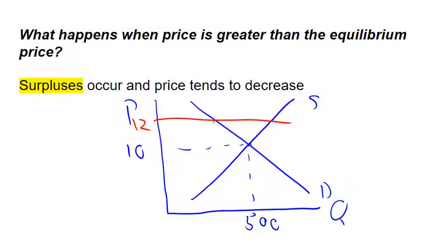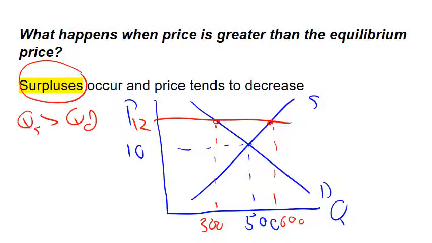Well, when price is above the equilibrium, the quantity demanded is going to be less than 500, maybe it's 300, and the quantity supplied is going to be greater than 500, maybe it's 600. In this case, the quantity supplied is greater than the quantity demanded. When the quantity supplied is greater than quantity demanded, we call that a surplus.